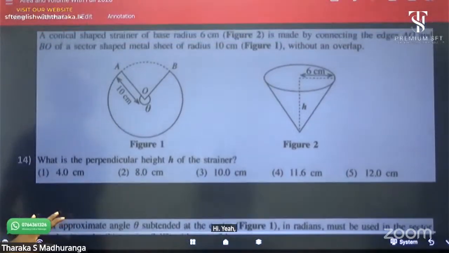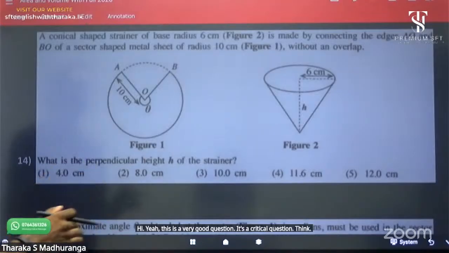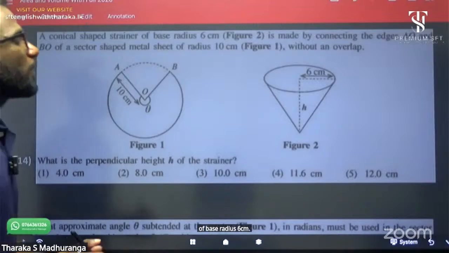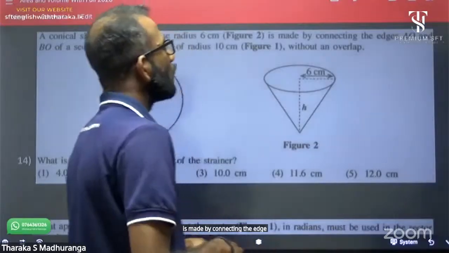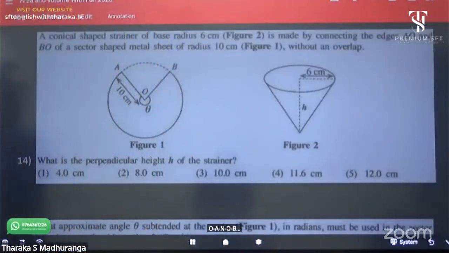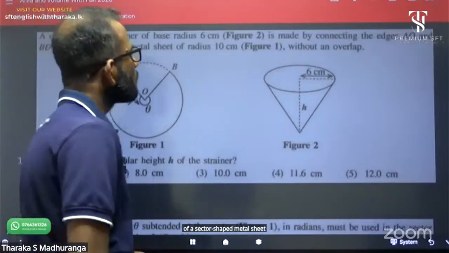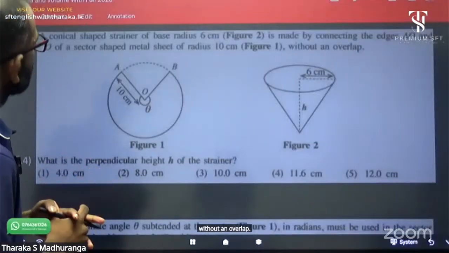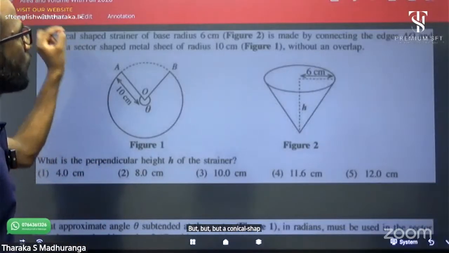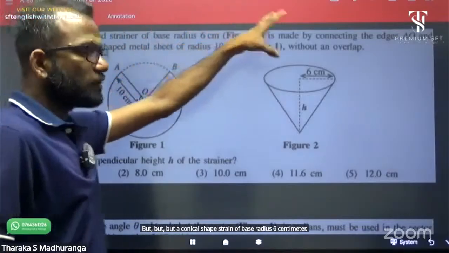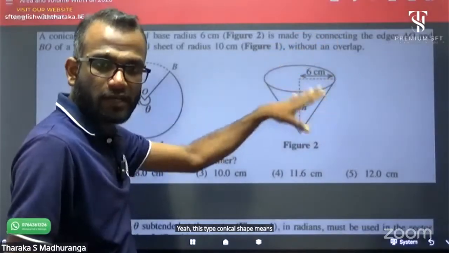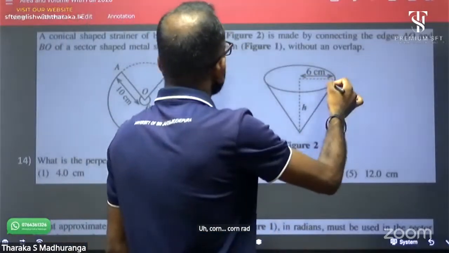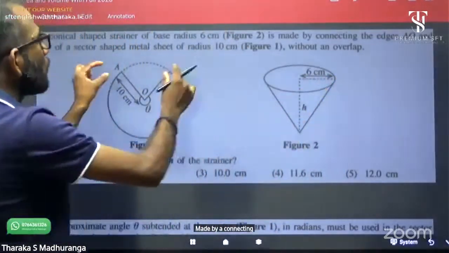Yeah, this is a very good question. It's a critical question. A conical shaped strainer of base radius 6 centimeter is made by connecting the edge OA and OB of a sector shaped metal sheet of radius 10 centimeter without an overlap. Conical shape means a cone shaped strainer, made with cone radius 6 centimeter, by connecting the edge of OA and OB.